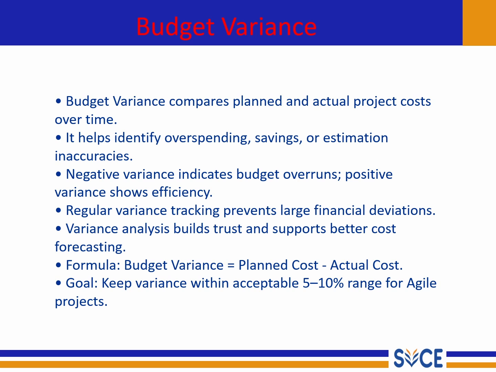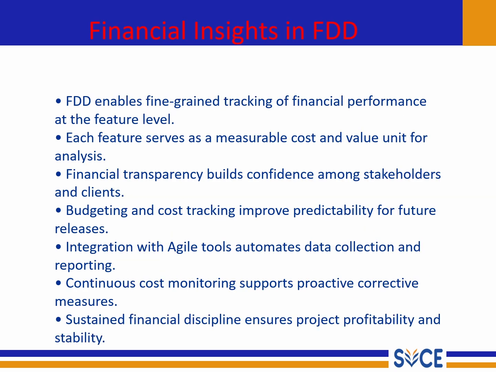Here the formula for the budget variance is planned cost minus actual cost. The goal is to keep the variance within the acceptable 5 to 10% range of Agile projects. In the next slide we will see the financial insight in FDD.